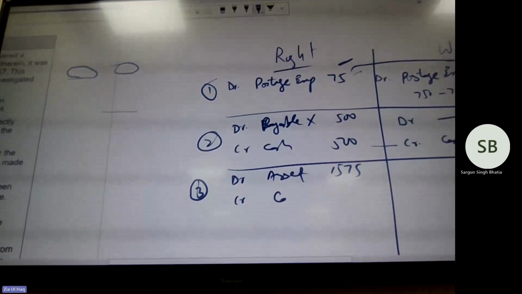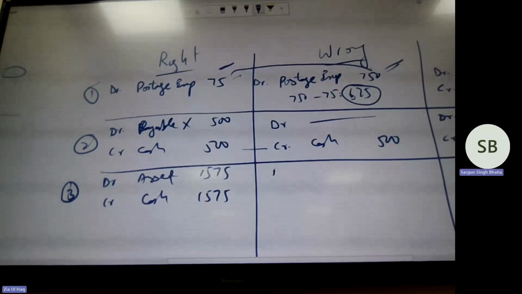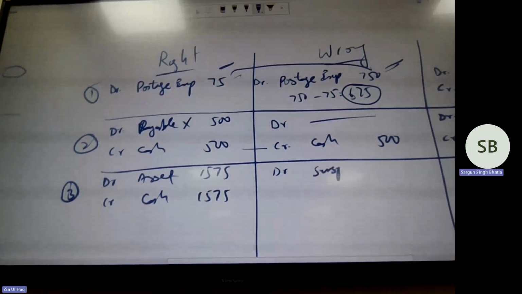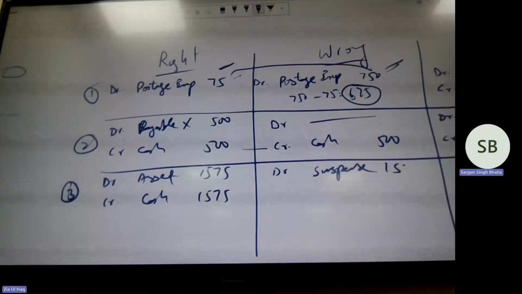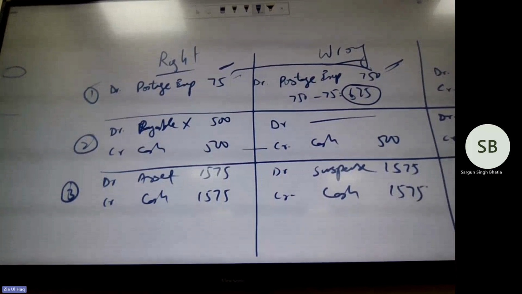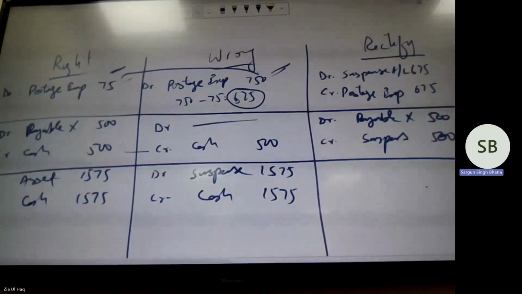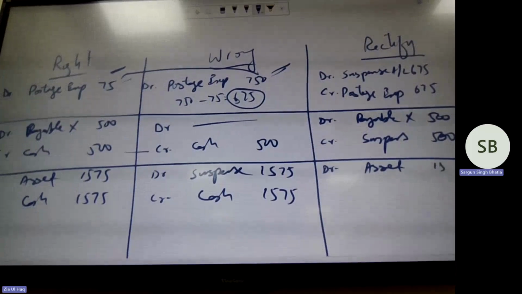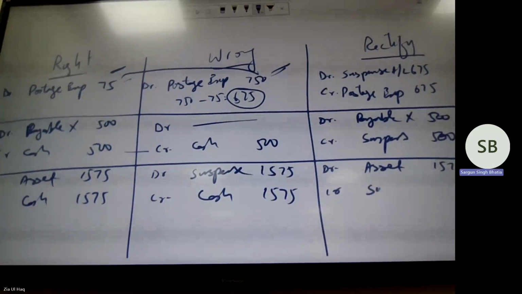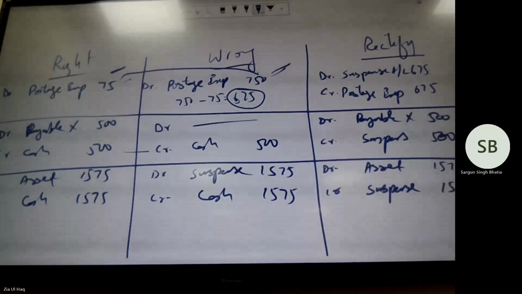Debit motor vehicle and credit cash with 1575. He has recorded what? Debit suspense and credit cash or bank 1575. So what should be the correct entry? Debit motor vehicle asset with 1575 and credit suspense, the suspense account that he has recorded wrong. Yes, sir. Is that fine? Yes, sir.